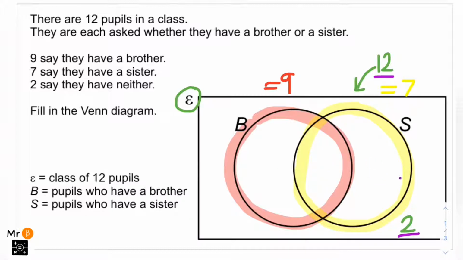So now let's try with the number 6 in the middle. So we're saying that 6 of these have both a brother and sister. We know the brother circle has to total 9, so therefore there must be 3 which only have a brother. And we know the sister circle has to total 7. So if there's 6 who have both, then only 1 must have a sister only. Now let's add that up. 3 plus 6 plus 1 is 10, plus the 2 on the outside gives you that total of 12. So yes, this is our correct solution.